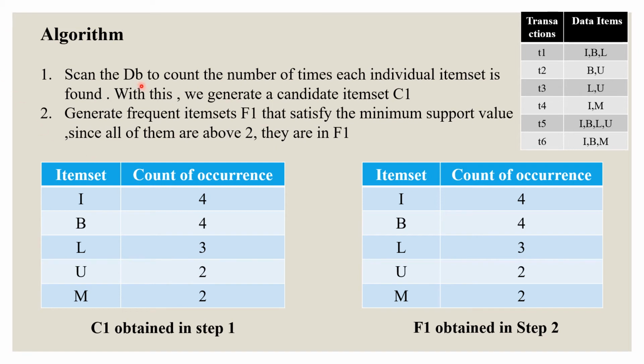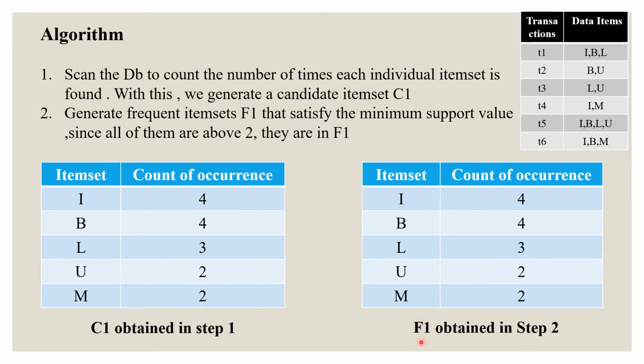From here onwards, the Apriori algorithm example has started. C1 is the candidate item set, F1 is the frequent item set. We have 5 different items, so the item set is 5 different items. We have written them. What is the count of occurrence, meaning how many times has I occurred? 4 times. How did we get the value as 4? By using this table: I occurs 1, 2, 3, 4, so 4 times. How many times has M occurred? 2 times, in transaction T4 and in transaction T6.